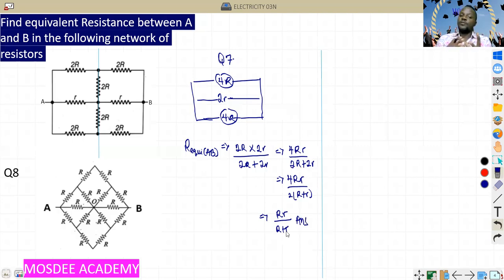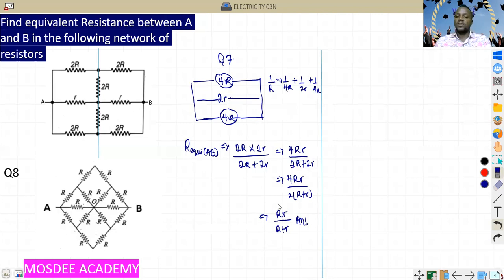So that's that. And if you don't understand this, what you can do is just go by the traditional method of saying 1 over R equivalent is 1 over 4R plus 1 over 2R plus 1 over 4R, which is also the same thing as what I have done.